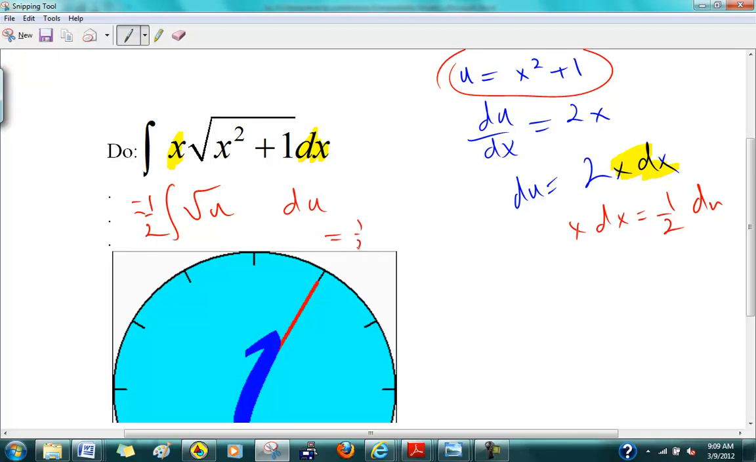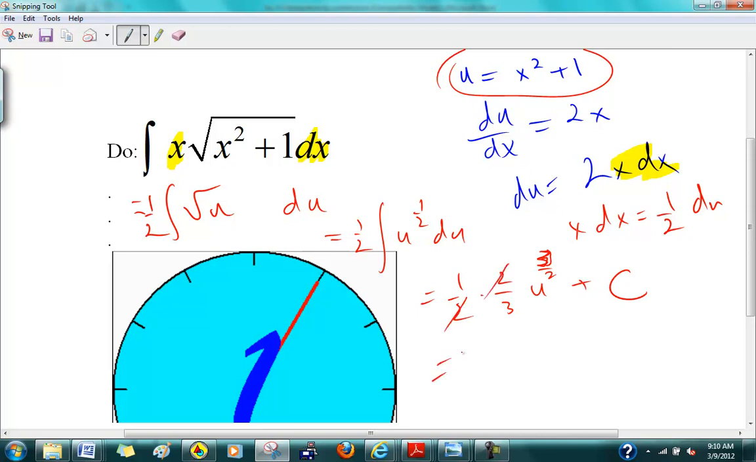What's the first step I need to do? Write it with an exponent. And I know how to integrate this now. Plus C. Okay, that's u to the 3/2.